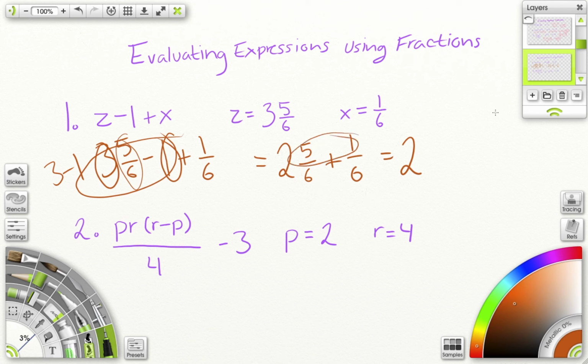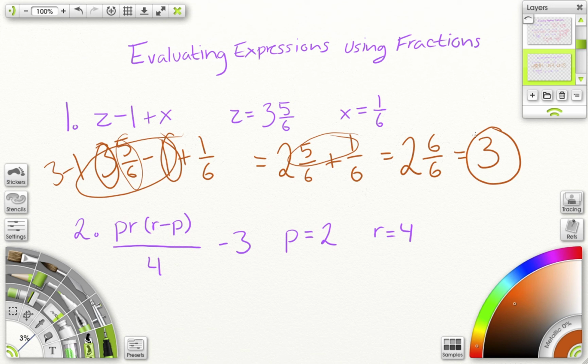All I have to do is just add my numerators in this case. So I have 5 plus 1. 5 plus 1 is 6 over 6. 6 over 6 is equal to 1 whole. So I can just do 2 wholes plus 1 whole equals 3 wholes. So my final answer is 3. So all it is, you're just using your rules for adding, subtracting, multiplying, dividing fractions. And that's all you're doing.